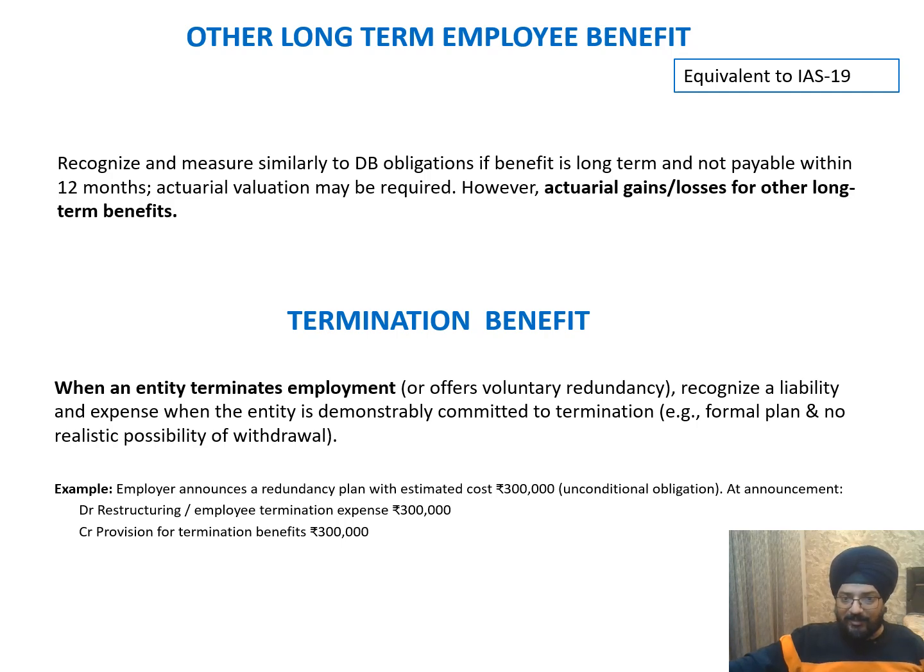We also have the termination benefit. Termination benefits are largely on account of when the organization terminates an employee on account of some restructuring or redundancy, or in any case when the employee himself takes voluntary retirement. So whatever the case may be, we have to recognize the liability and expense when the entity is demonstrably committed to the termination. So in simple entries, we have to debit the expenses and charge to PNL and credit the liability for that particular case. We'll move to the next slide then.